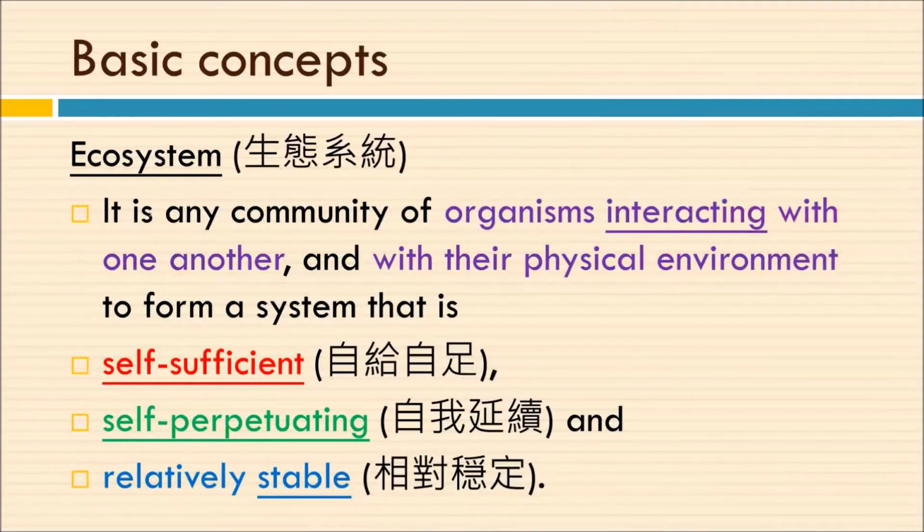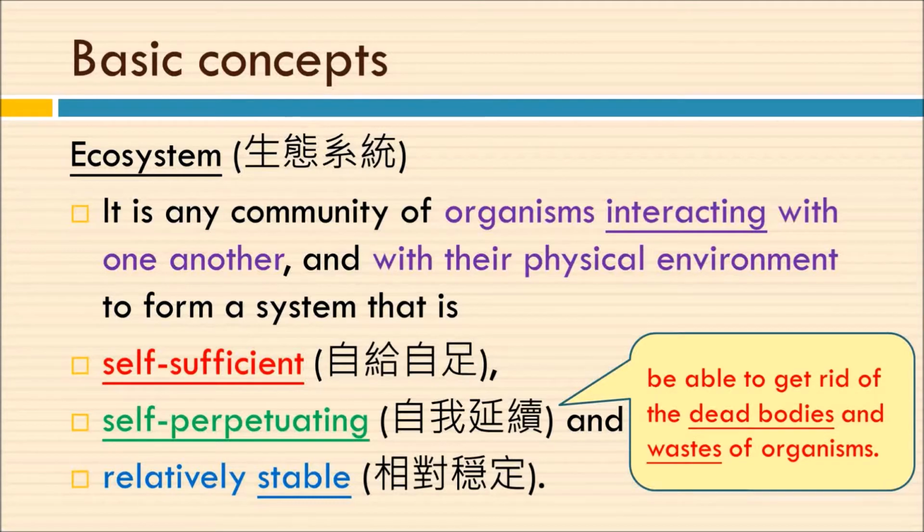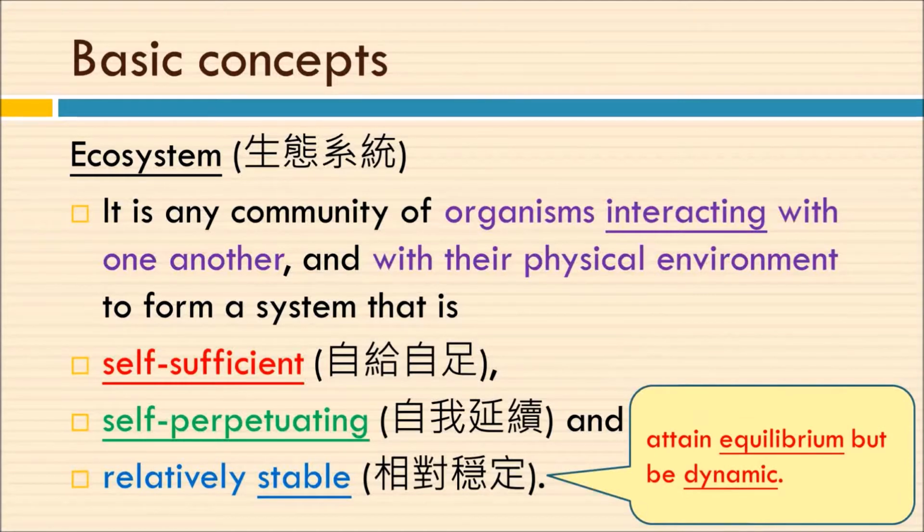So what are the three elementary features of the ecosystem? Firstly, the ecosystem is self-sufficient or self-supporting. It means that the ecosystem contains all the resources needed to support its organisms at all times. Secondly, the ecosystem is self-perpetuating or self-sustaining. It means that the ecosystem is able to get rid of the dead bodies and waste of the organisms. Lastly, the ecosystem attains equilibrium but is dynamic, so the system is relatively constant.